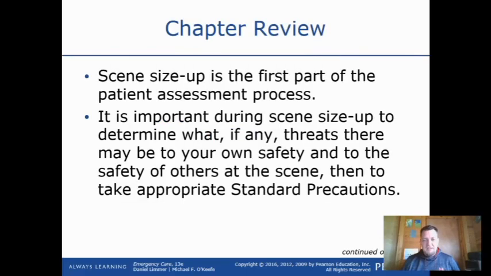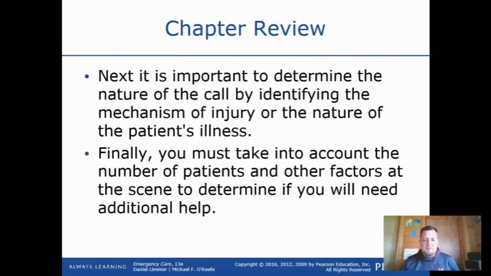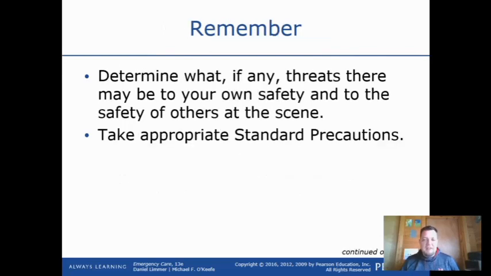Okay. Alright, so chapter review. The scene size up is the first part of the patient assessment process. It's important during the scene size up to determine what, if any, threats there may be to our own safety and to the safety of others at the scene, and then take standard precautions. Next, it's important to determine the nature of the call by identifying the mechanism of injury or the nature of the patient's illness. And finally, you must take into account the number of patients and other factors at the scene to determine if you will need additional help.